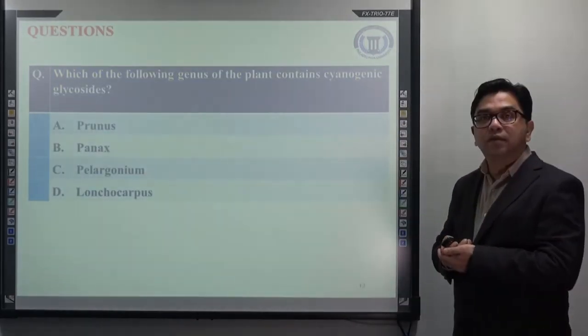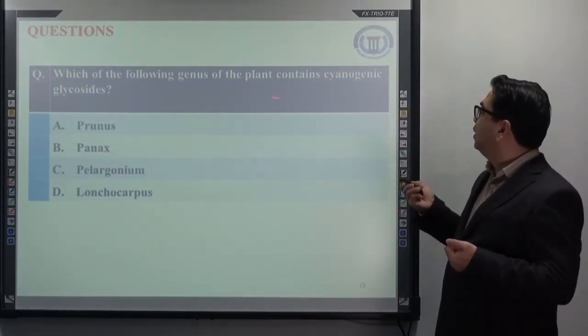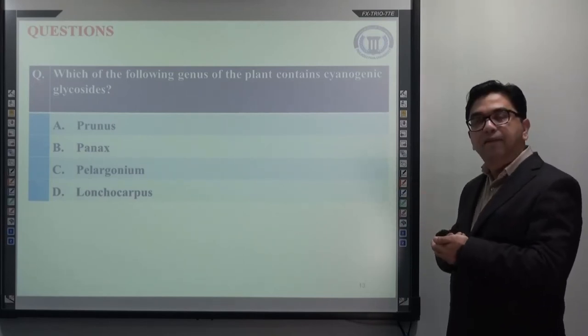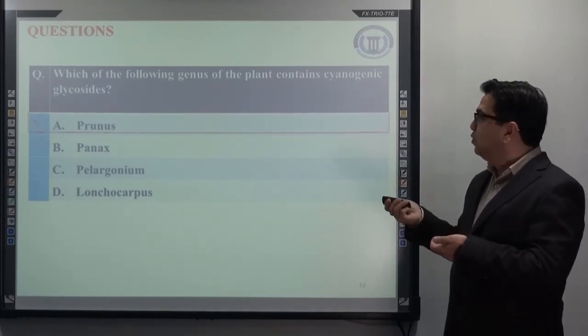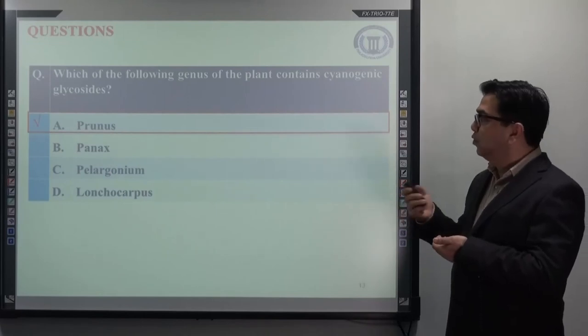Second question: which of the following genera of plants contains cyanogenic glycoside? One of the most common genera is Prunus.